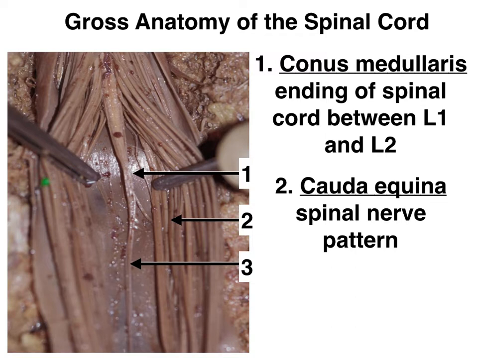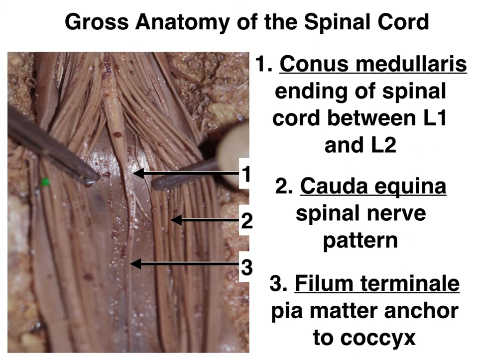Finally, there is one long extension of connective tissue coming from the conus medullaris. This is called the filum terminale, and it's pia mater that helps to attach the end of the spinal cord to the coccyx.